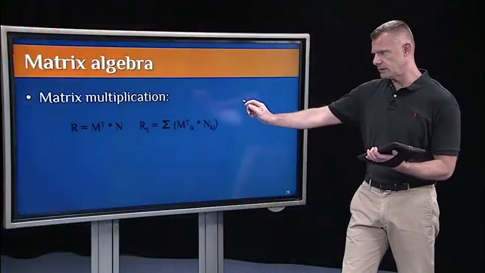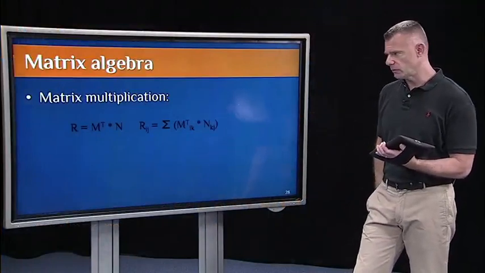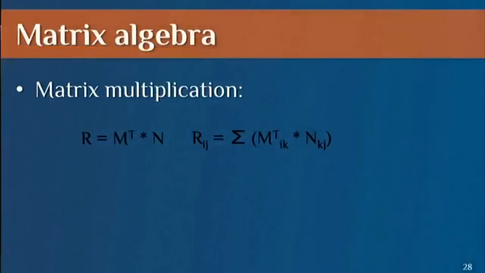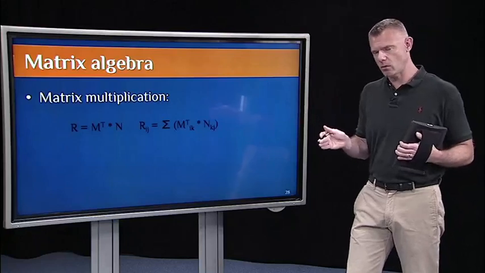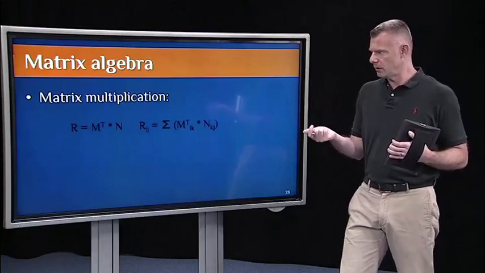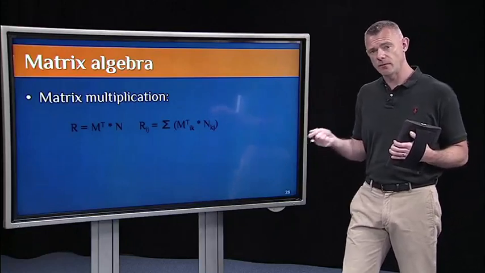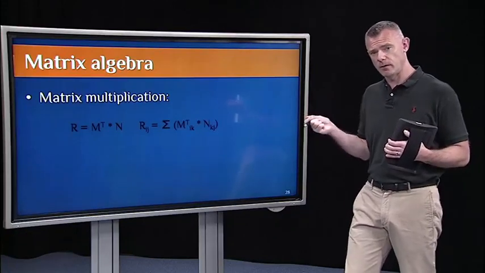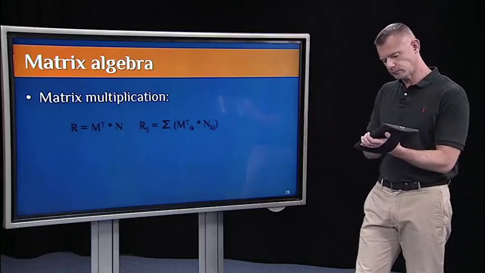This is the technical way it's written out for matrix multiplication. What we're going to do is take the transpose of matrix M and multiply it by matrix N. Remember, I can't multiply M and N because they're the same order. They're both 4x2. But if I take the transpose of M, then I have a 2x4 multiplied by a 4x2. Then that works. They're conformable.